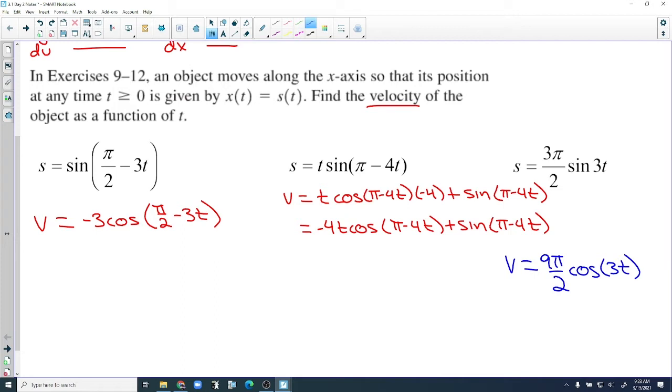And there's the last one. So derivative of sine is cosine. Derivative of 3t is 3. So 3 times 3 is 9. So if you wrote it out, 3 pi over 2 cosine of 3t, and then times 3, the derivative of the inside. So that gives you 9 pi over 2. Any questions on any of these three?